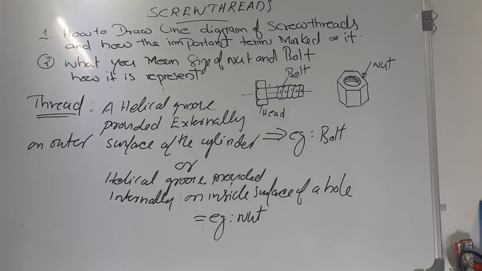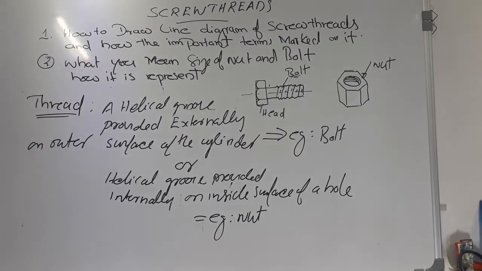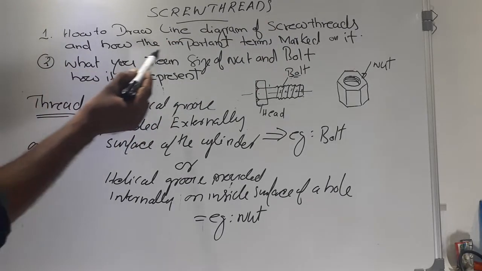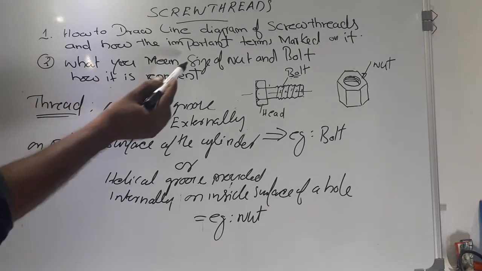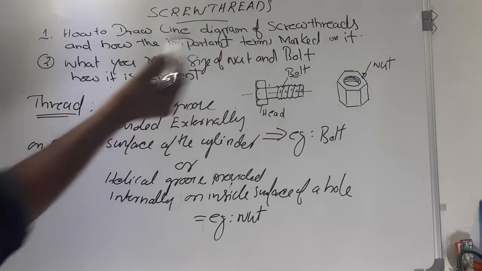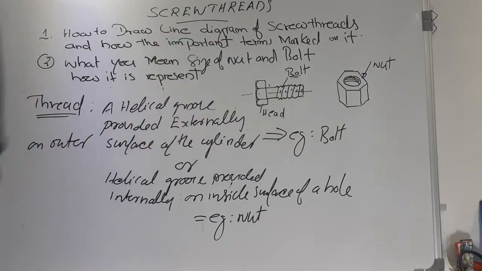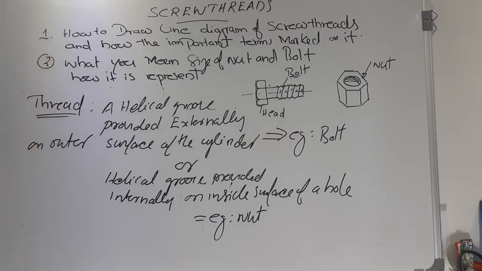Dear students, in this video I am trying to explain two things related to screw threads. First one, how to draw a line diagram of screw threads and how the important terms are marked on it. Second one, what do you mean by the size of nut and bolt and how it is represented or designated. Before going into details, first we have to understand the definition of threads.